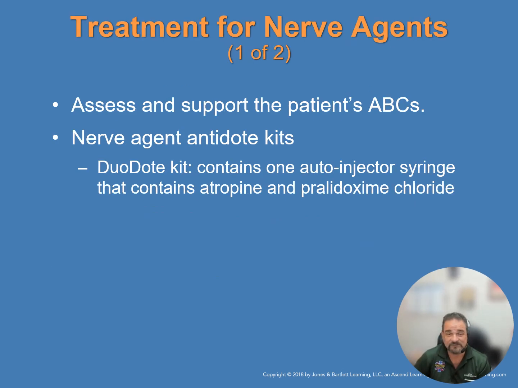Treatment, assess and support the patient's ABCs. We do have antidote kits. You, as an EMR, would not be involved in the administration of these kits. That's why it's very, very important for you to call EMS early if you suspect this for any reason. And we have a DuoDote kit, which has two different types of drugs in it. They're listed here. I won't get into that because it's very detailed, but they're medications that will help to reverse the effects of a nerve agent type of poisoning.